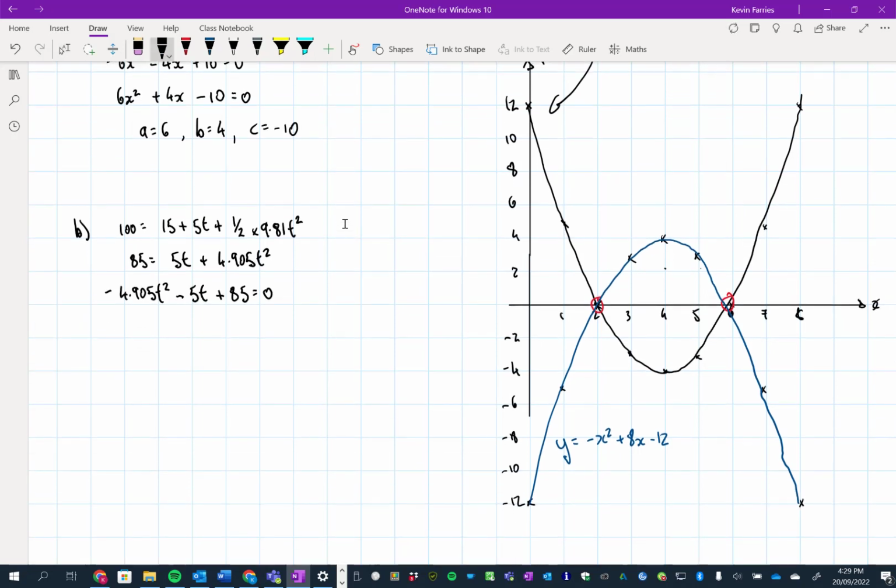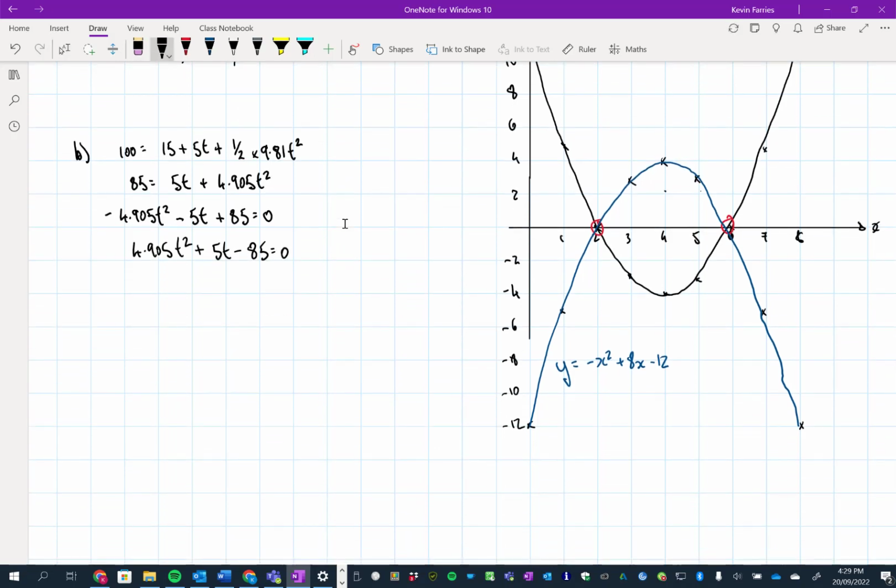So I'm going to do the same thing with this one. I'm going to do 4.905t squared plus, so I'm just timesing everything by minus 1, plus 5t minus 85 is equal to 0. You will still get the same answer. Therefore, a is equal to 4.905, b is equal to 5, and c is equal to minus 85.